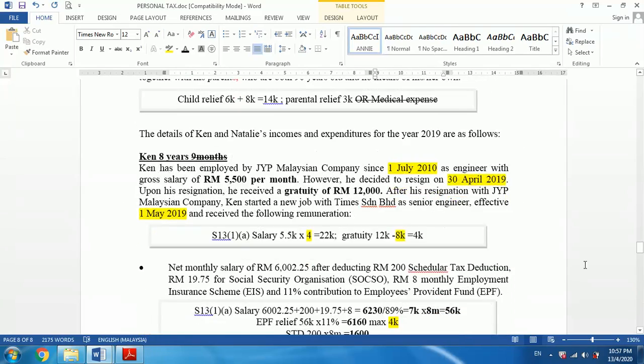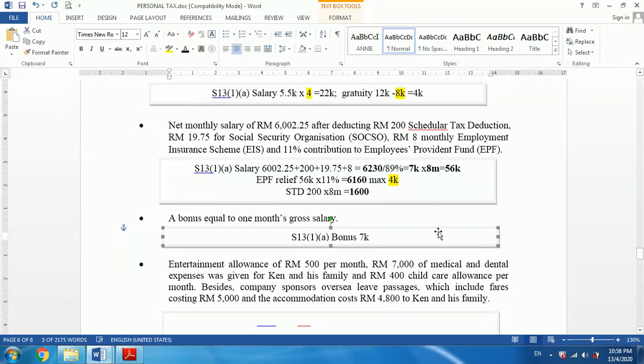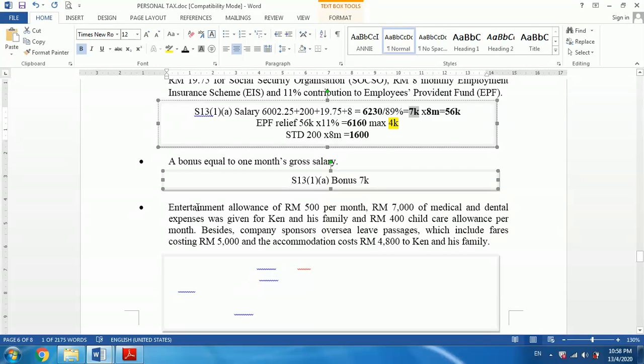Okay, so we go back to the question. Another item is a bonus equal to 1 month gross salary. So this will be recorded into 13.1a bonus, and the gross salary per month at Times and Rambahan is 7k gross. So put in the 7k. And next we see there are a few allowances: entertainment allowance, medical dental expenses, childcare allowance, and overseas leave passage. So we're going to do them one by one.